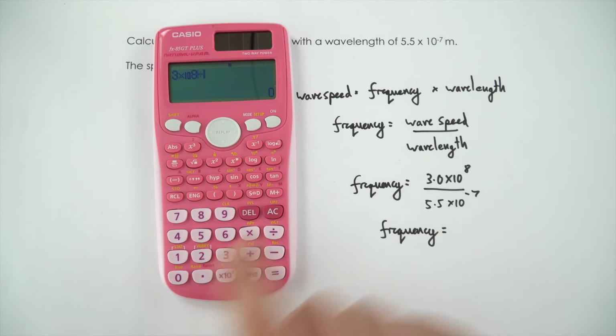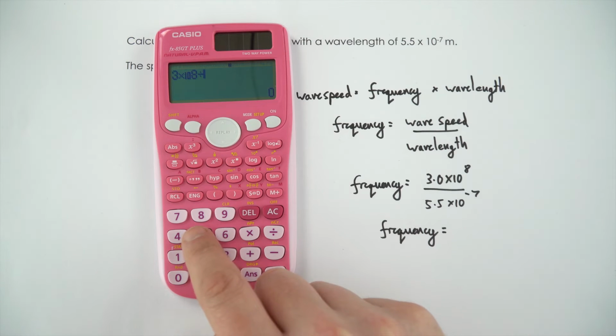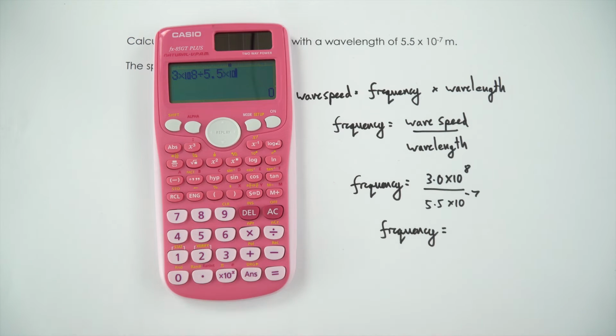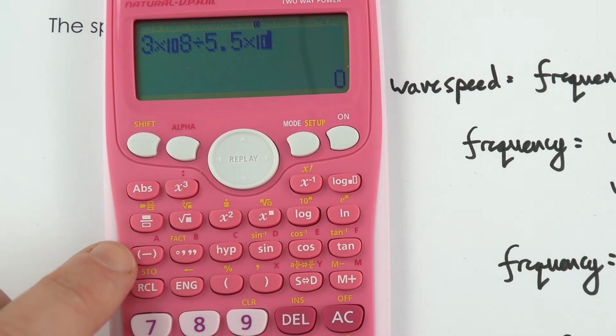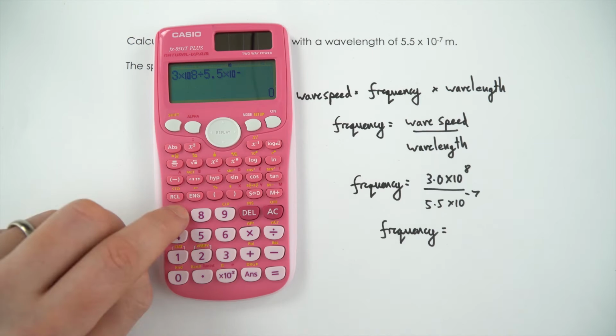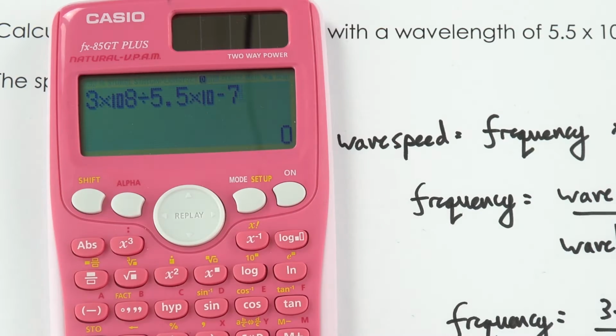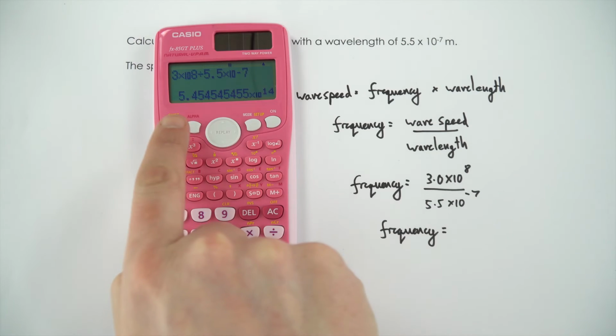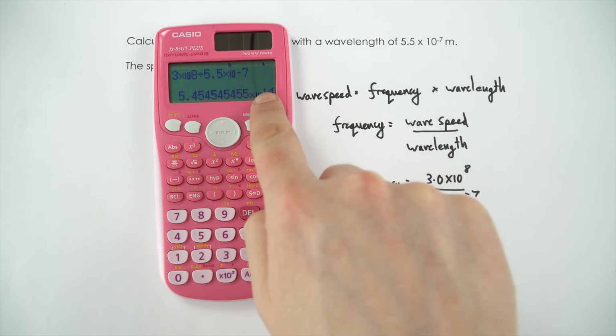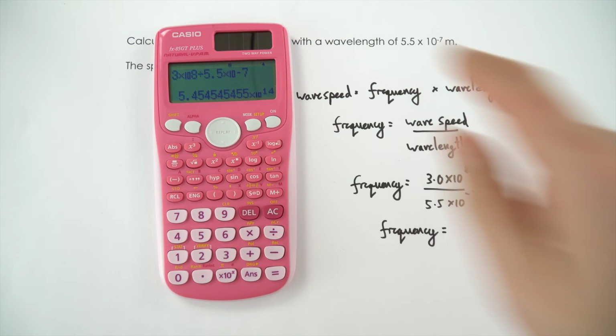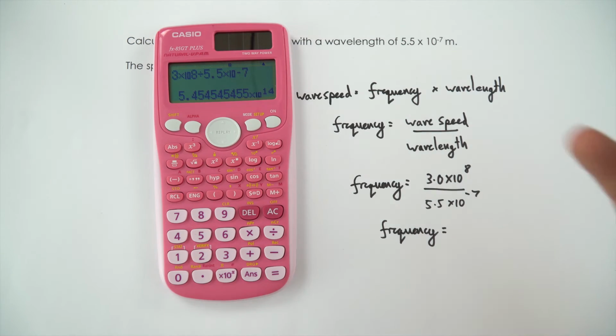We're going to divide it by 5.5 times 10 to the minus 7, so 5.5 times 10, and it's this button up here which is for negative numbers, so we're just going to press that, and then we can see we've got 5.5 times 10 to the minus 7, and this gives us an answer of 5.454545, and it's times 10 to the 14, so this is a really high number, but you know, waves do have high frequencies.